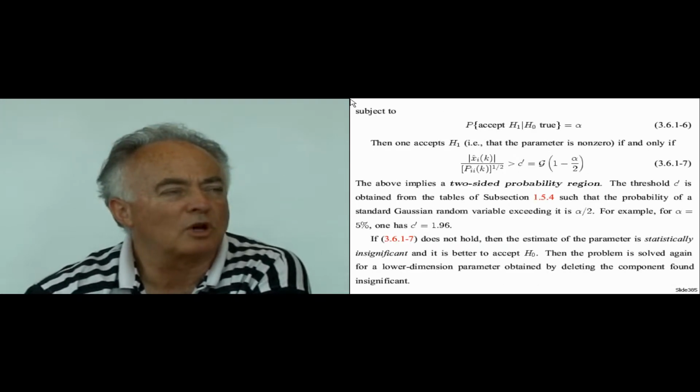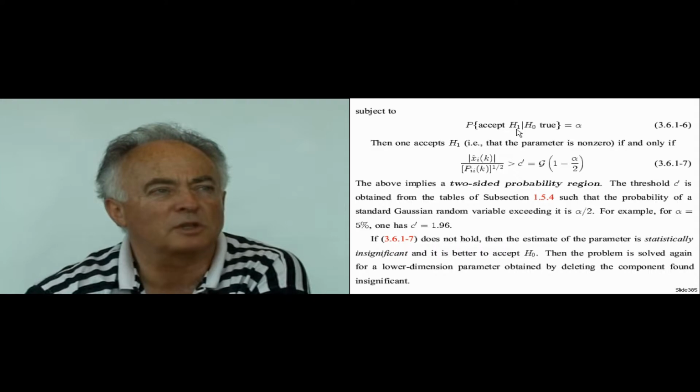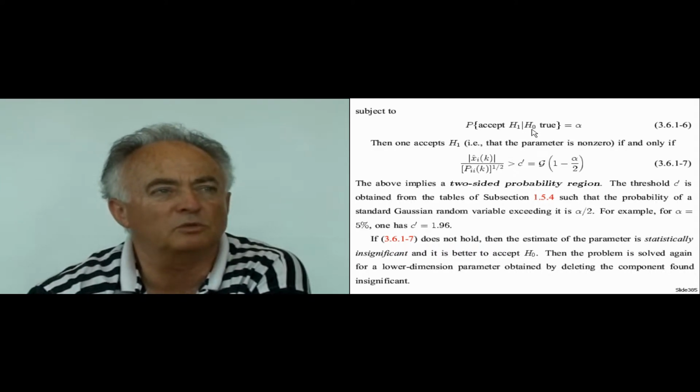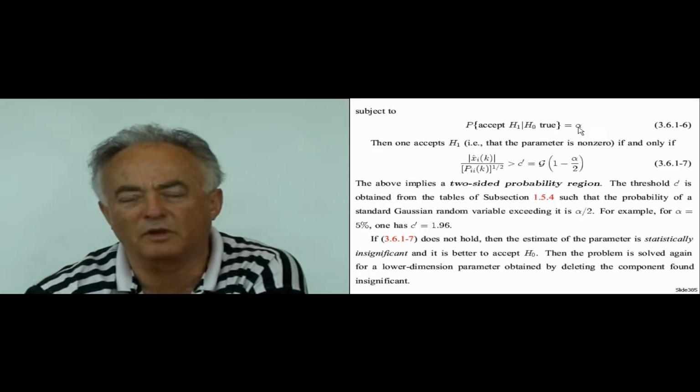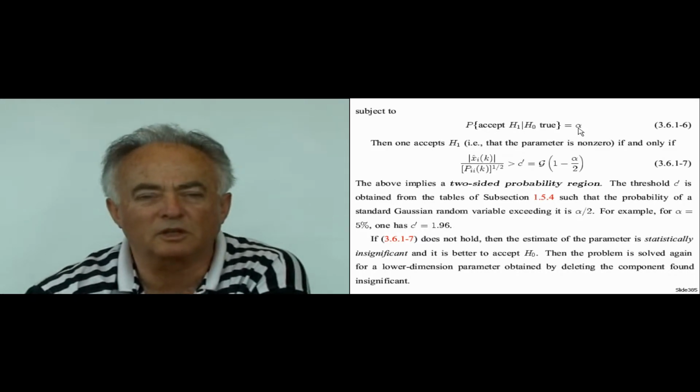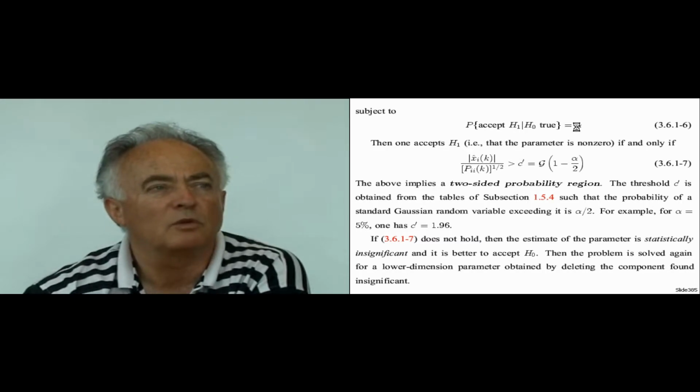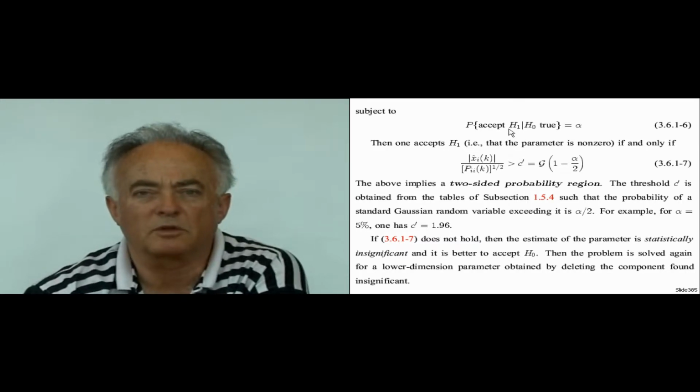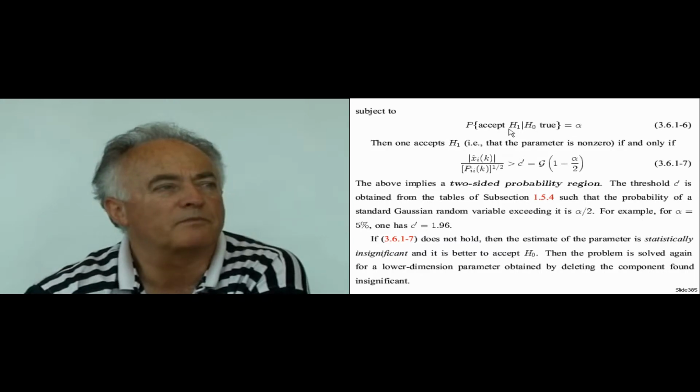And this will be done subject to the probability of accepting H1, namely accepting that there is such a parameter when there is no such parameter, namely H0 is true, being a small number alpha. In other words, we are willing to make an error of, say, 1% to 5% or so, that we falsely accept the existence of such a parameter.